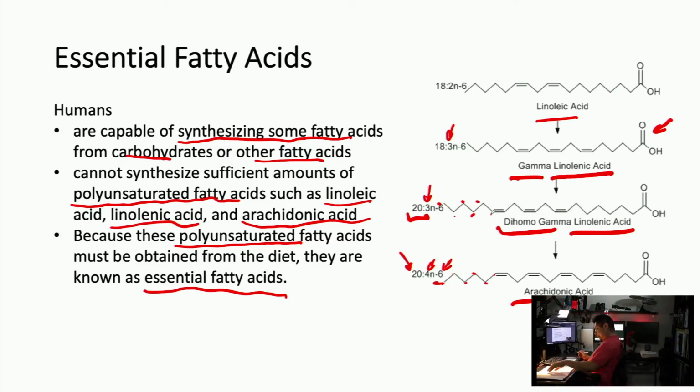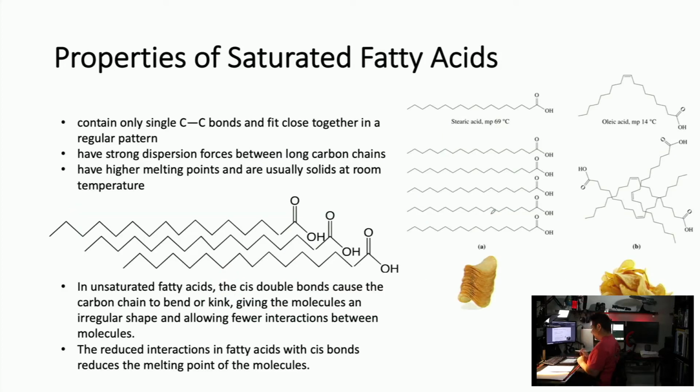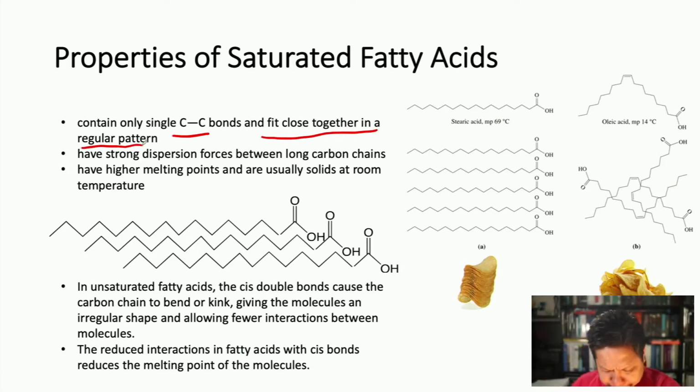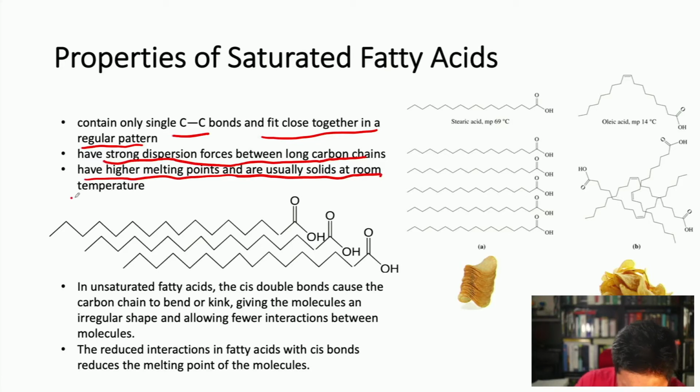Alright, so let's talk about some properties of these fatty acids. There we go. The properties of some saturated fatty acids, right? Again, they contain only single carbon-carbon bonds, and when they do that, since they are these long chains, they can fit very close together in a very regular pattern, right? They have super strong dispersion forces between the long carbon chains, which means that they have higher melting points. So that means that they're usually solid at room temperature, right? Things like butter, for example, right?